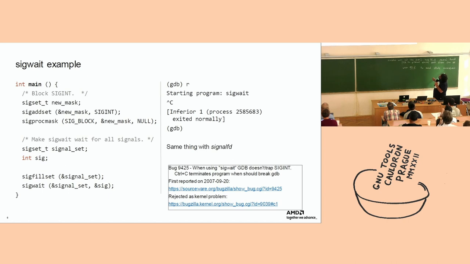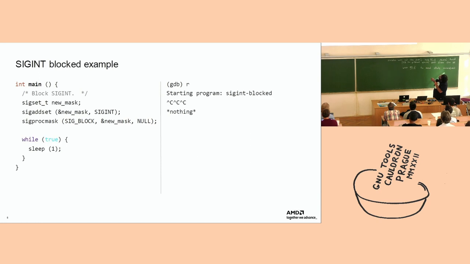And this is like one of those old bugs. It was first reported to the GDB tracker in 2007. And I think there are older ones. So the symptom is the same. We blocked SIGINTs, or not the same, similar. Well, in this one, nothing happens.